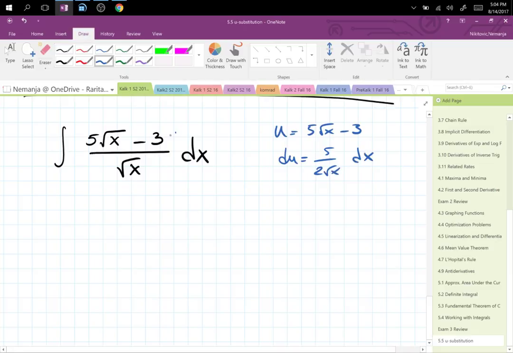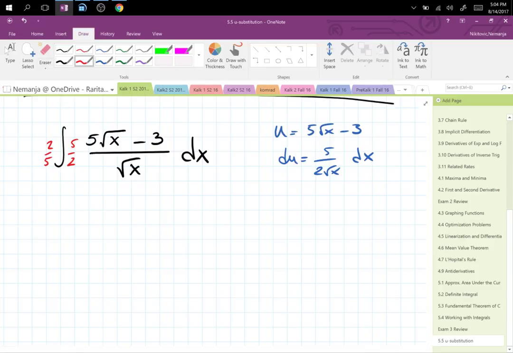So observe that the entire top is u. What you're missing is 5/2. So you will put 5/2 and 2/5 in front. Actually, I used to do that in red. So I need 5/2 and 2/5 in front.